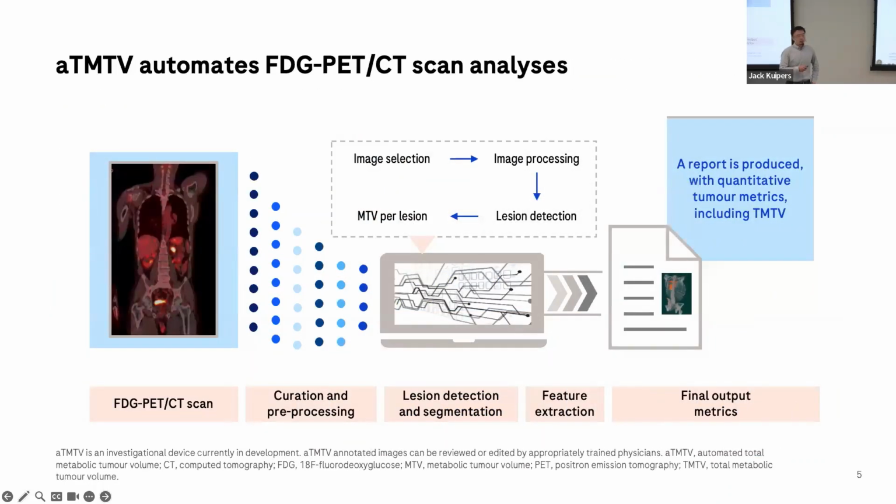So this is a high-level overview of the process. It goes end to end for the reading of the PET-CT scans in the radiologist workflow. It starts from the selection of the relevant images, so here we look at the full body scans and image pre-processing, lesion detection, quantification of each individual lesion's volume, and then the summary, and also generating a final report of the metric, the TMTV value.